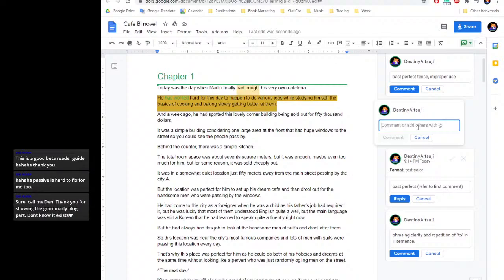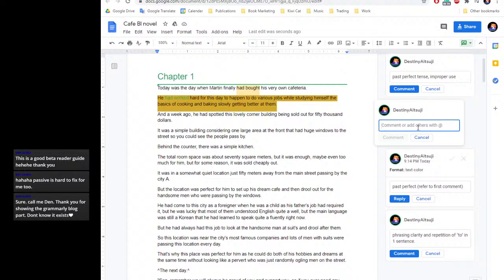Putting the sequence backwards, I would say that he first worked while studying. Okay, he first worked at the job, saved up, bought the shop. At the same time, also studied basics of cooking and baking. Okay, wait, no, that's wrong. Let me think about the sequence now.